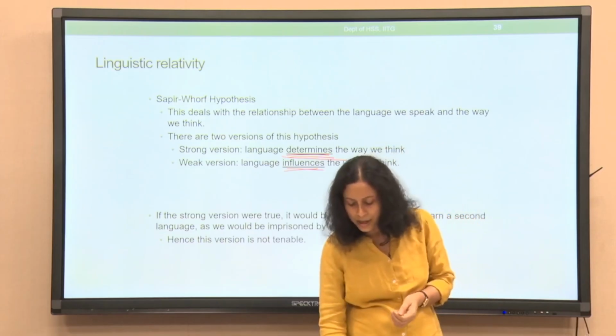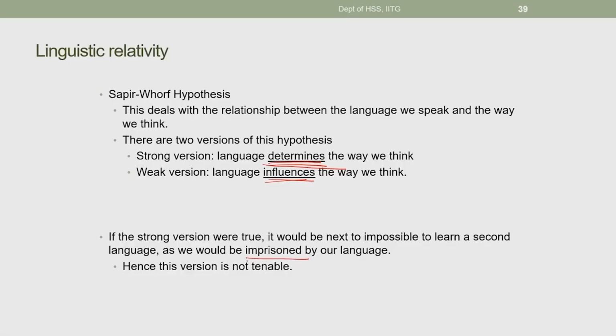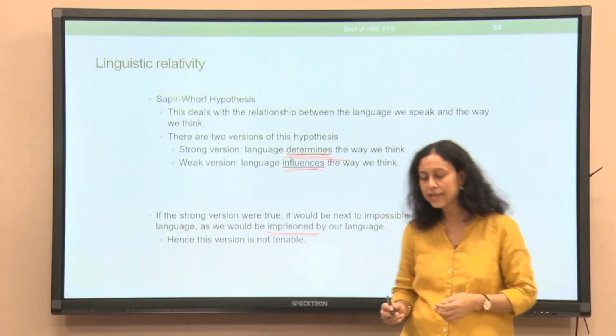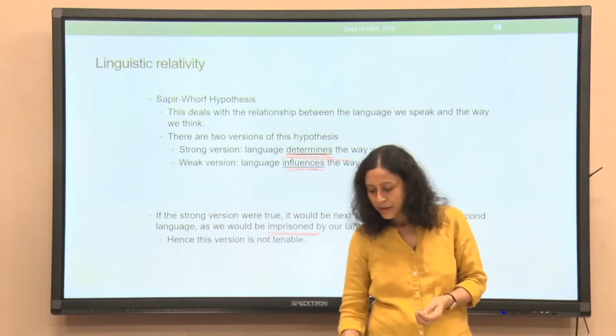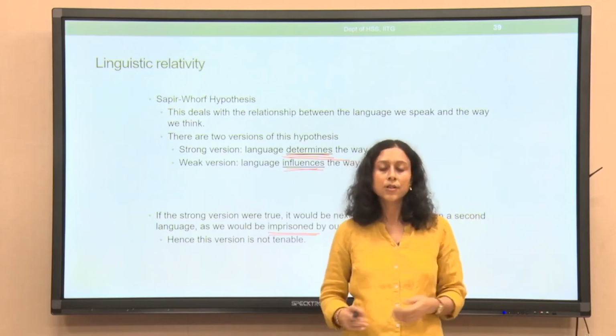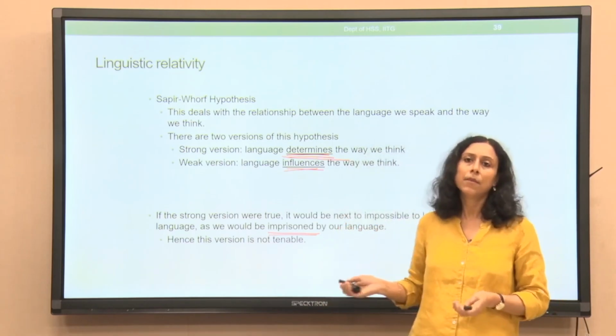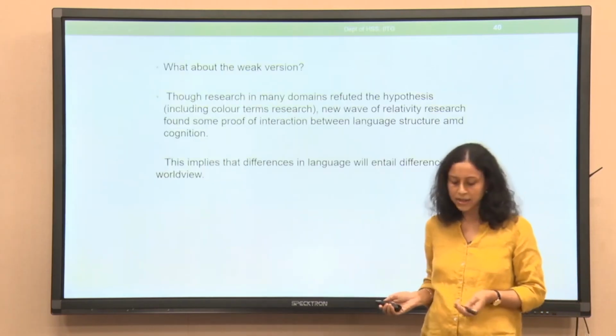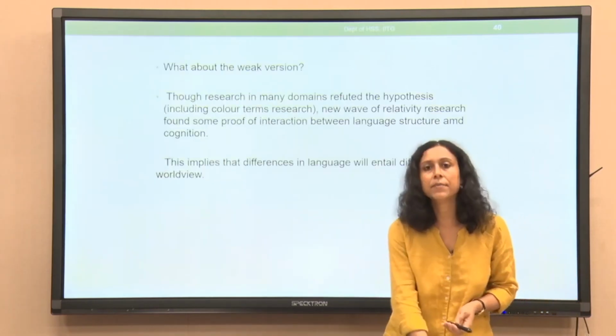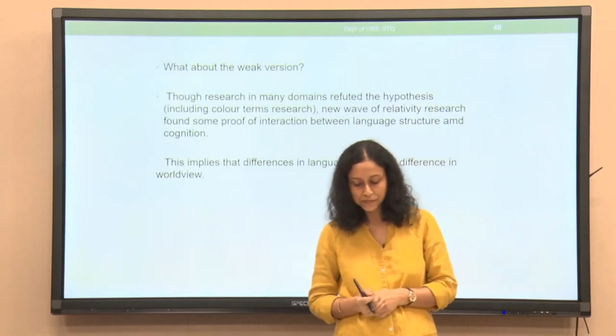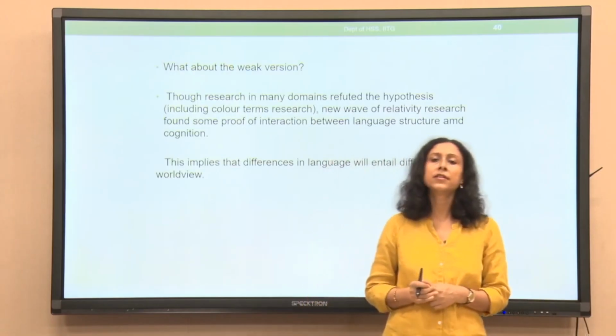So, that way, our understanding, our cognition, our entire mental mechanism would be imprisoned, very limited by the language. However, this is not the case. Roche was able to make them learn the English, some of the non-basic and basic color terms. Okay, so the strong version is not tenable.